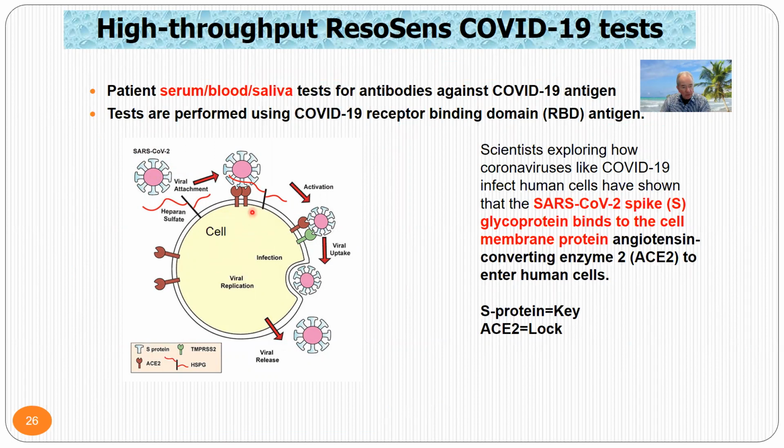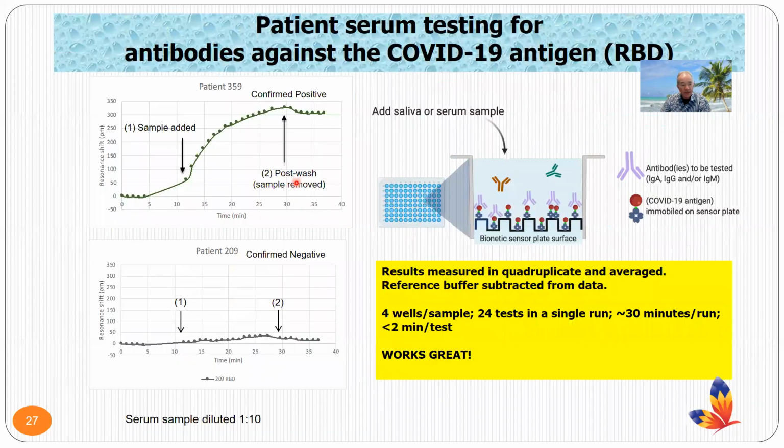It comes onto the ACE2 receptor on the cell, and it binds there, and then when there is a viral uptake, the cell then replicates the virus and releases it. That's how the virus replicates itself and spreads. So the S protein on the virus is the key, and the ACE2 protein on the cell is the lock. So it's a lock-key interaction.